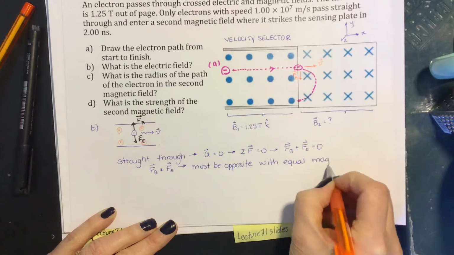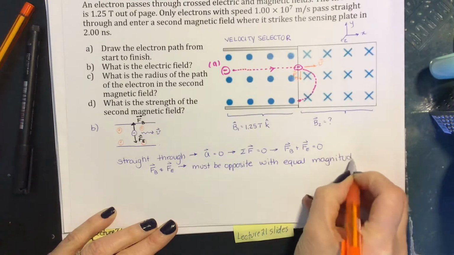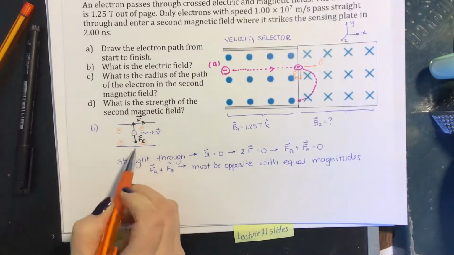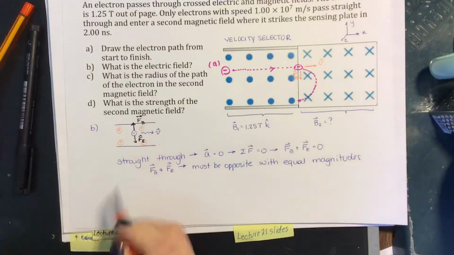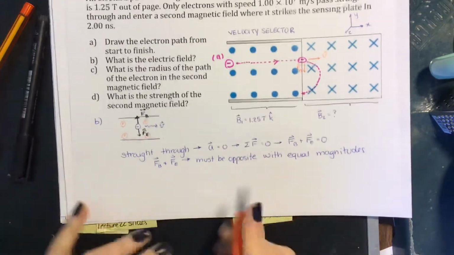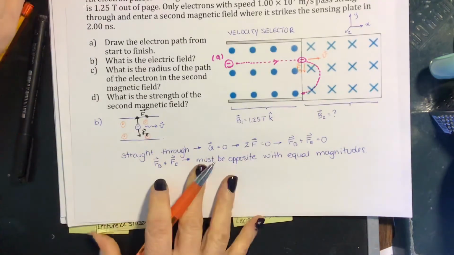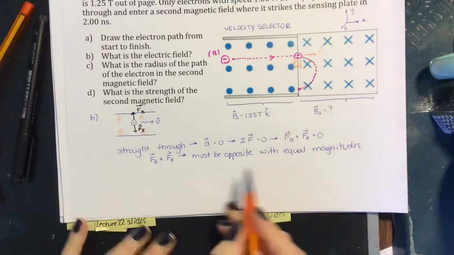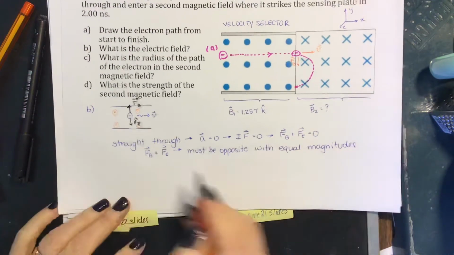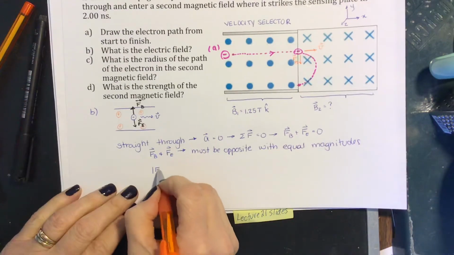So only if these two forces are equal and opposite can the sum of those forces be 0. Okay, so we've got the direction dealt with. We know that the electric force points down. Let's deal with the fact that the magnitudes have to be equal. So the magnitude of FB equals the magnitude of FE.